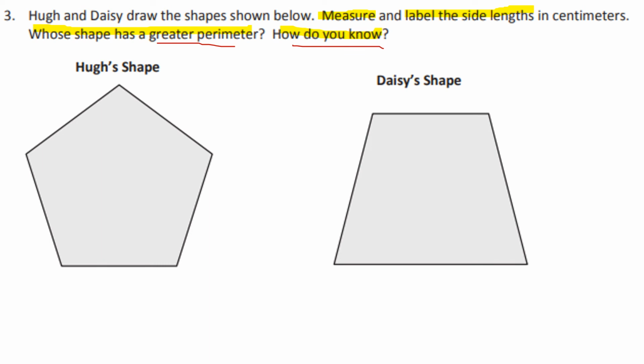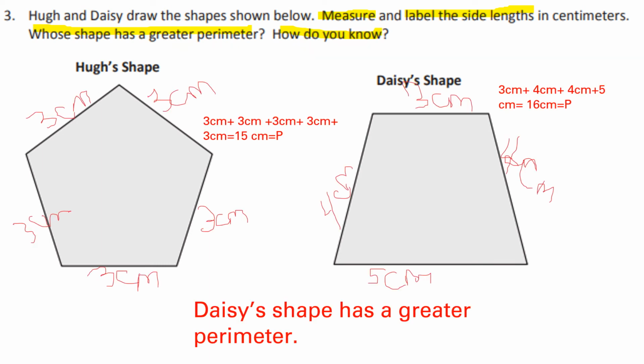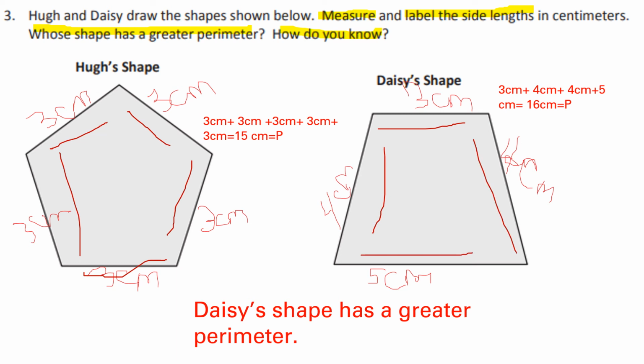All right, and we're going to go over the answer now. If you need more time, just press pause. As you can see, I measured them out. Hugh's has all 3 centimeters for each side, and Daisy has a 3 centimeter, 4 centimeter, 4 centimeter, and 5 centimeters. And as you can see, I wrote out the equation.